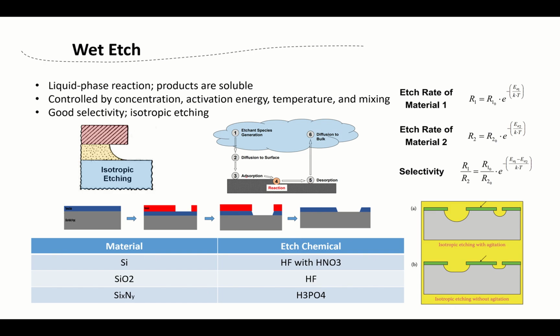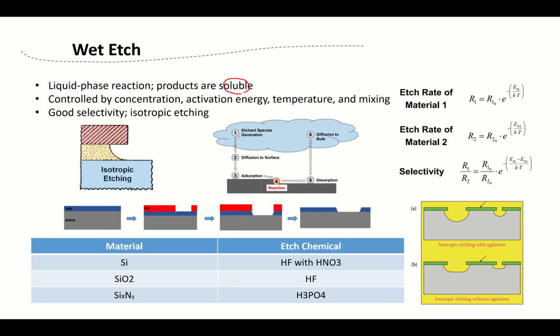As usual, we'll have one page for wet etch and one page for dry etch. So if you are really in a rush, you can just focus on these two pages. They will have a brief overview of all the important parts for etchings. Wet etch is a liquid phase reaction, in which you dip the wafer into chemical solutions. Then the products will be soluble.